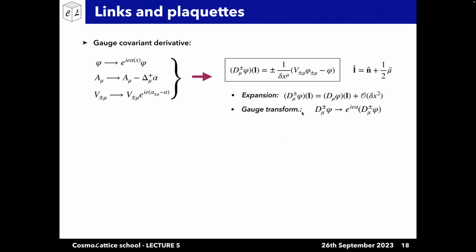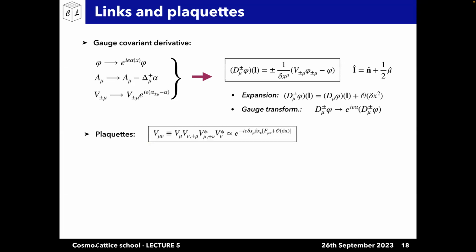Also note how it transforms, right? Under the gauge transformation, it just includes this exponential factor of i e alpha. So this is what we were looking for in order to have this term of the action gauge invariant. Because we have partial mu phi conjugate, this exponential term compensates the other term in the action. Then we can build more complex stuff.